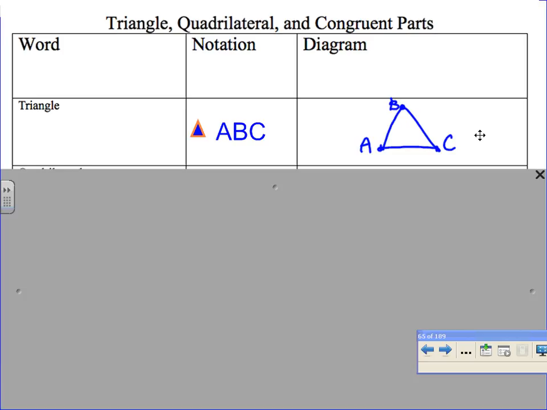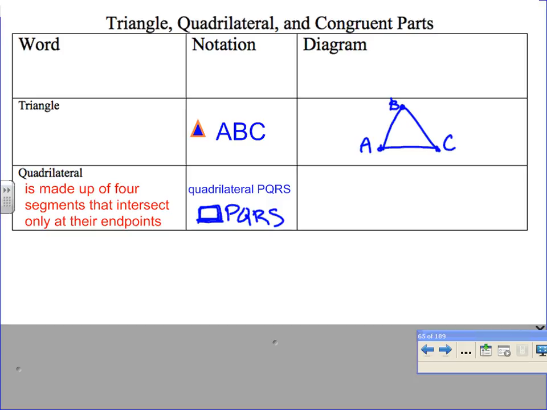Okay, next one. How many sides does a quadrilateral have? Justin? Good. Quadrilateral has 4 sides. So if you want to write that down, you can. If you know that, you don't need to. Quadrilateral is made up of 4 segments that intersect only at their endpoint. Notation for a quadrilateral is either, which I don't like this way, writing out the word quadrilateral or drawing a quadrilateral in front. If we draw what PQRS looks like, it's very important that you label it in the order they give you the name, PQRS.